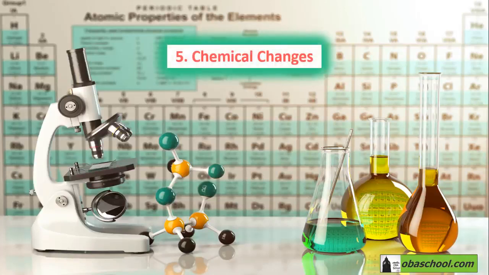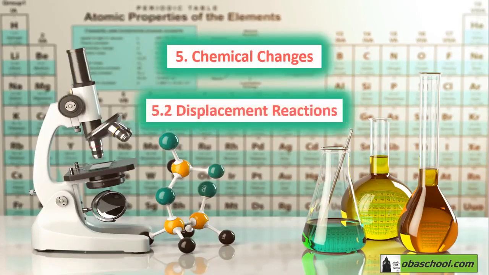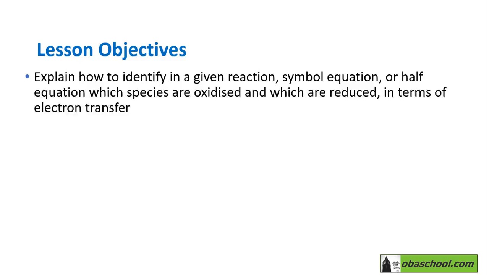Welcome back to Chapter 5, Chemical Changes, Section 5.2, Displacement Reactions. By the end of this tutorial, you will be able to explain how to identify in a given reaction, symbol equation or half equation, which species are oxidized and which are reduced in terms of electron transfer.